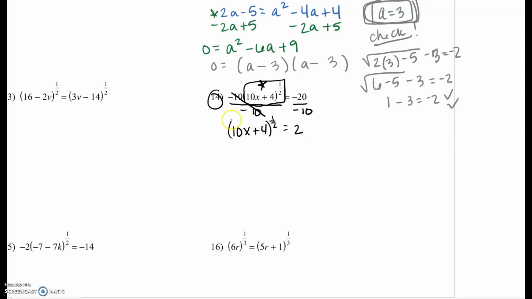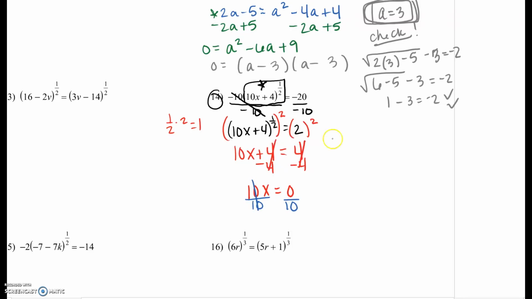Okay, in order to get rid of this 1/2, I'm going to square both sides. Remember, 1/2 times 2 is equal to 1. So I have 10x plus 4 equals 4. I'm going to subtract 4 from both sides. So I have 10x equals 0. I'm going to divide by 10 to get x by itself, and I see that I have x equals 0.